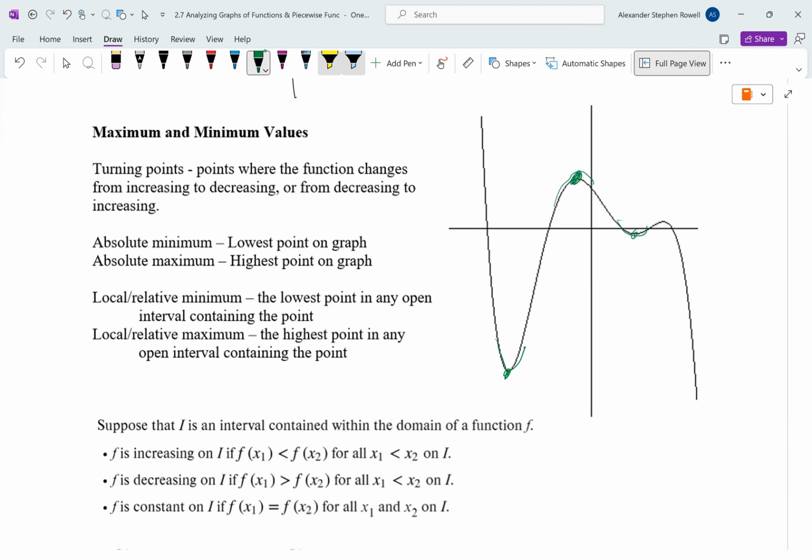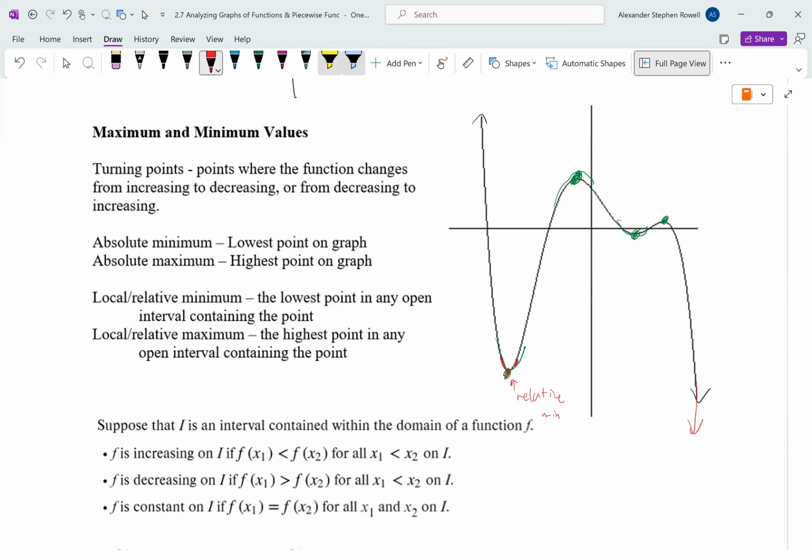Can you identify turning points? They're the peaks and valleys of our graph, right? Absolute minimum is the lowest point. This graph has no absolute minimum because it goes down forever. It has no absolute maximum because it goes up forever. But relative min is the lowest point in a region. So this is what we call a relative min, because if I look a little bit to the left, the points are higher. If I look a little to the right, points are higher. Therefore, it is a relative minimum, even though the graph goes lower somewhere else.